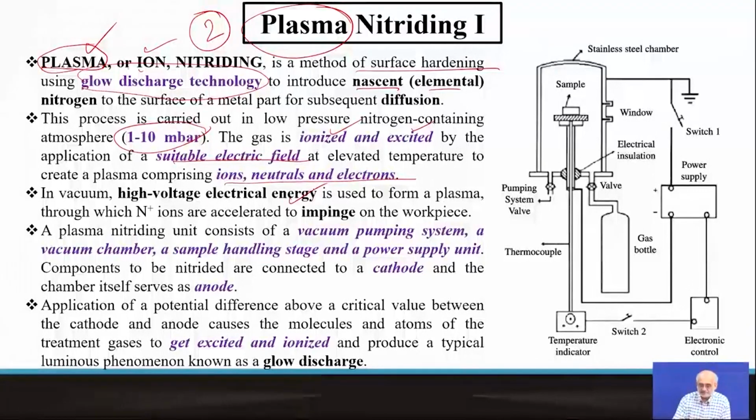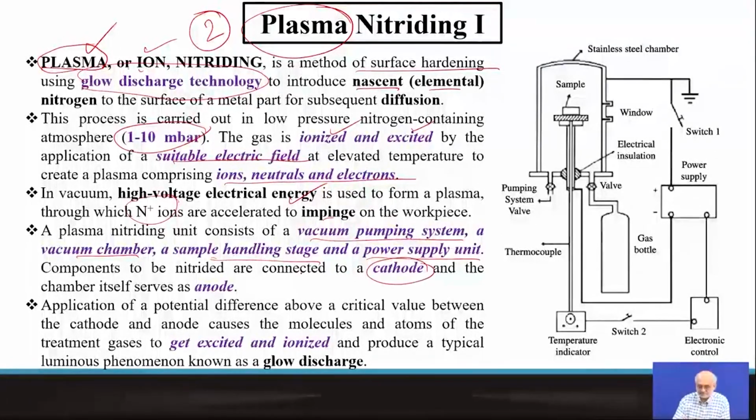The high voltage electrical energy is used, and that not only creates the plasma but also causes nitrogen ions to accelerate and impinge on the workpiece. We have to remember that the workpiece essentially is the cathode, and the surface of the container acts as the anode. So we need a vacuum pumping system, a vacuum chamber, a sample handling stage, because in many cases we might like to rotate the sample during the operation, and a power supply unit, of course.